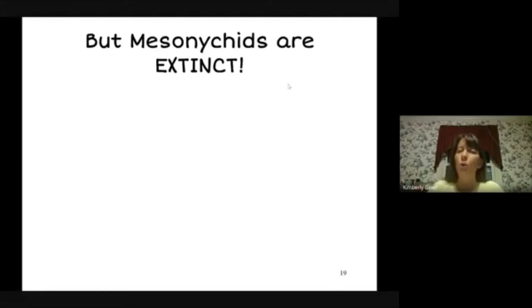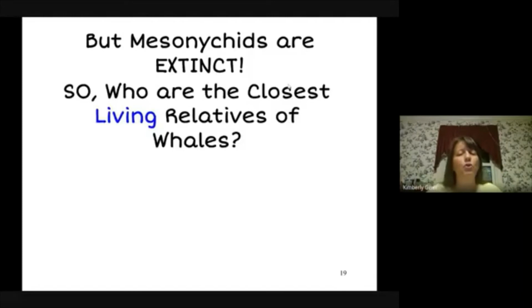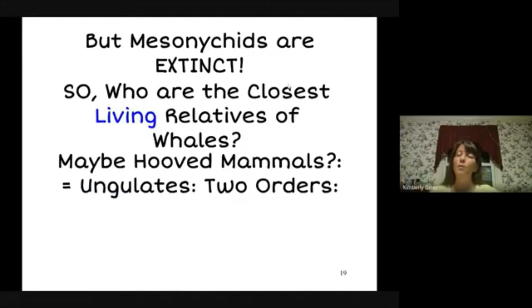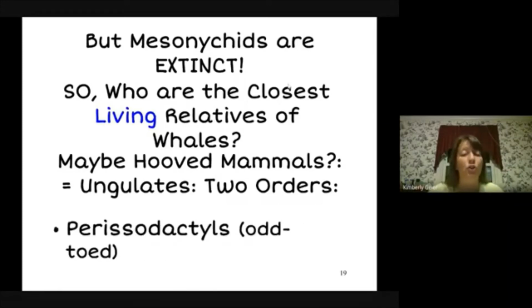All right, so we've gotten some explanation about legs and leg lengths, and maybe that these whales are related to these mesonychids, but the mesonychids are extinct. What if we wanted to know the closest living relatives of whales? Now remember, those mesonychids had hooves. Even that transitional fossil that we found mentioned it had hooves on all of its feet. So maybe we should look at the hooved mammals.